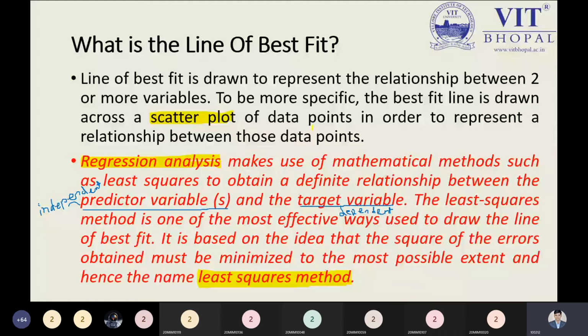The line is our best fit line, which is depicted by the equation y equal to mx plus c. So we draw a line, y equal to mx plus c. After plotting this line, if we plot the actual data points, the data points that should be on the line but are not on the line are plotted at some other places.